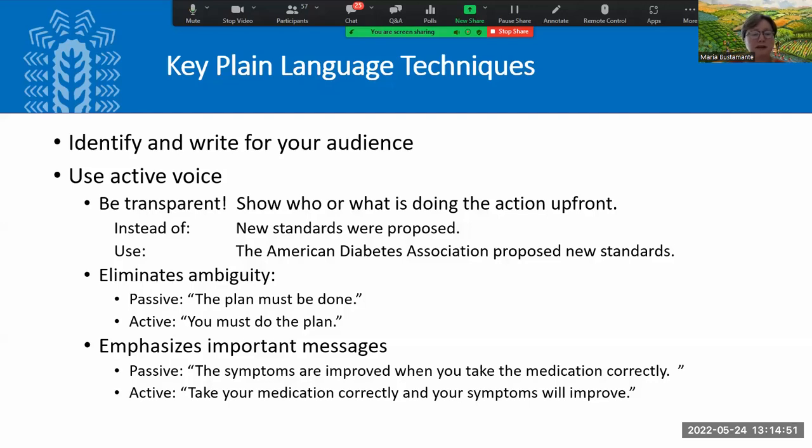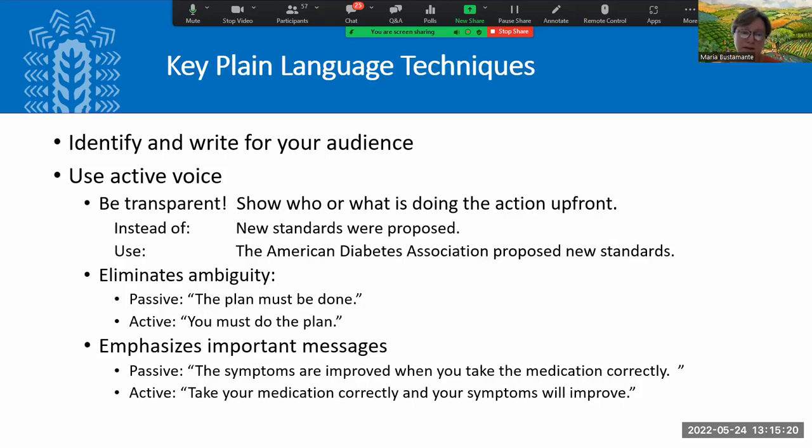Eliminate ambiguity. In a passive voice, you might say the plan must be done. In an active voice, you must do the plan. It creates accountability for that person you're talking to. It involves them, and it's clear that they're the ones who are supposed to follow up with the plan and not you.